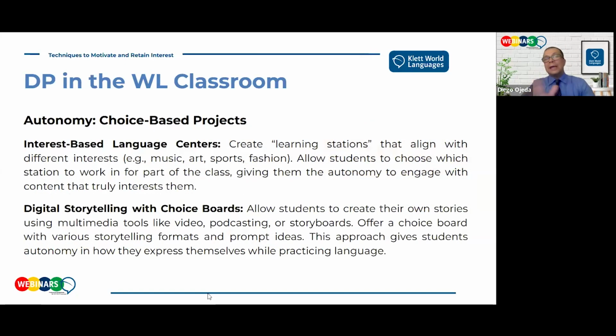We have also other activities in the world language classroom like interest-based language centers. So we just give them a topic and then they will start being autonomous, bringing the samples and the ideas about that specific topic that they want to present on. Digital storytelling with choice boards. So choice boards are great.